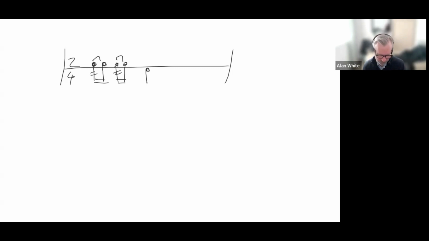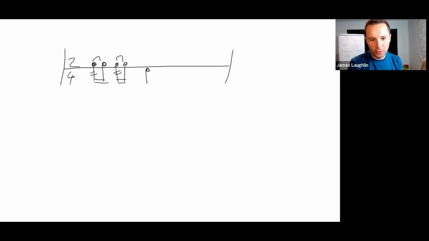Am I in the right place? Is that what we're talking about? Yep. And so if you join both rolls with a beam underneath, essentially what you're playing there is ta, ta, ta, 1 E and a 2 is ta, ta.